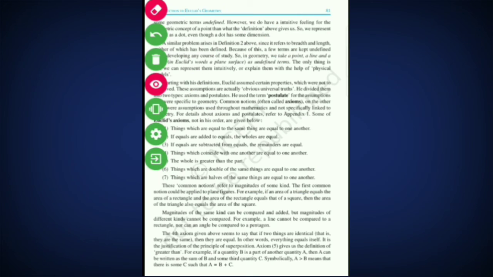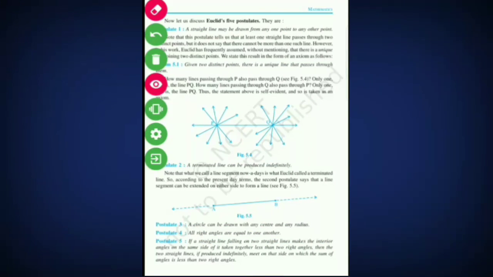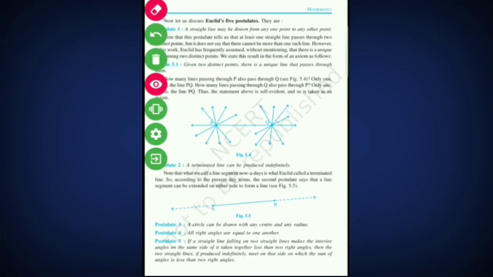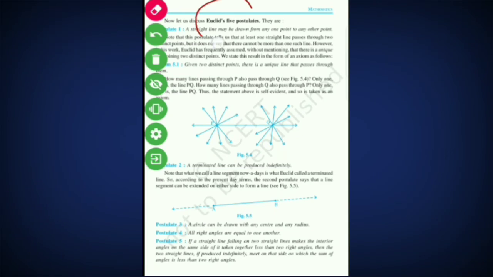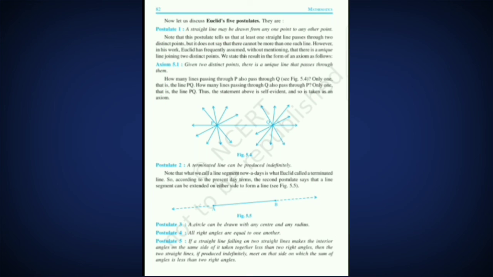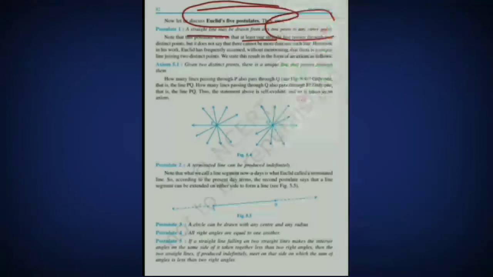Now all of you have to study all this. All of you have to study these 5 postulates of Euclid that are given in the NCERT book, students. What is written in the first postulate? Okay, I'm going to write it down. First, I will delete what I have written here. Let us discuss Euclid's 5 postulates. A straight line may be drawn from any one point to any other point. Means a straight line can be drawn from one point to another point.